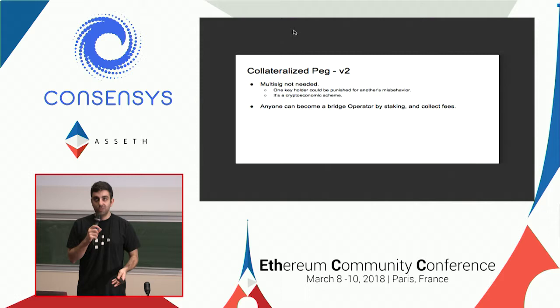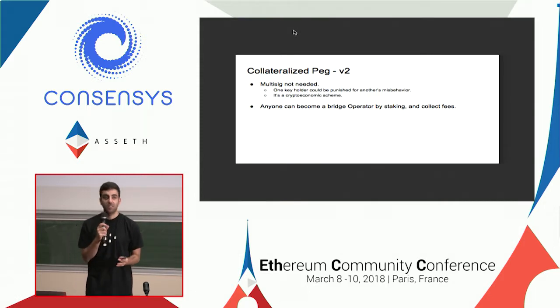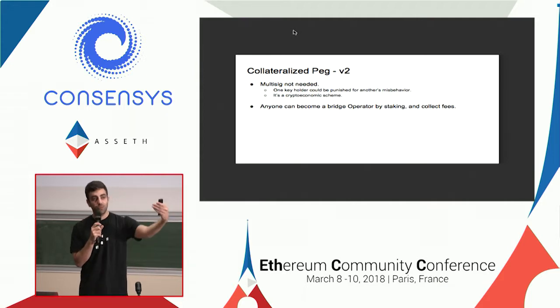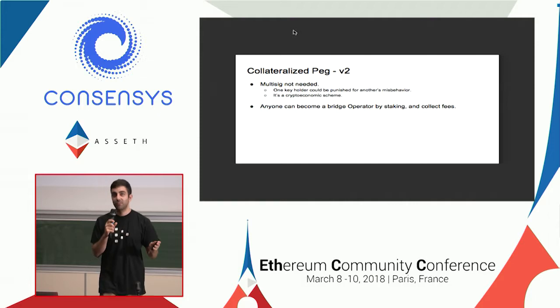And it's actually a crypto economic scheme. So the security of it comes from the collateral that these people have in Ethereum in the Doge relay contract. So it's actually the same security if you change this to being one operator, a single Doge address. So this kind of makes the scheme more flexible.